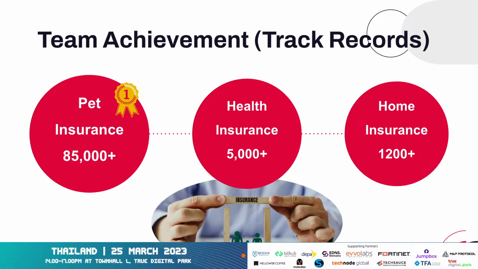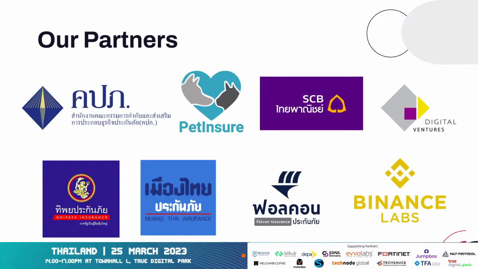We came from the Web2 industry, which is the leading insurance. We are the number one pet insurance in Thailand, holding more than 85,000 policies, and we have a strong track record. For pet insurance, we hold more than 50% of the market share here. And so they are ready to move into Web3 as well in the short-coming future, once it's done. Next slide, please. And we have really strong partners in Thailand, mostly top-tier banking and insurance companies, including Binance Labs. Next slide, please.